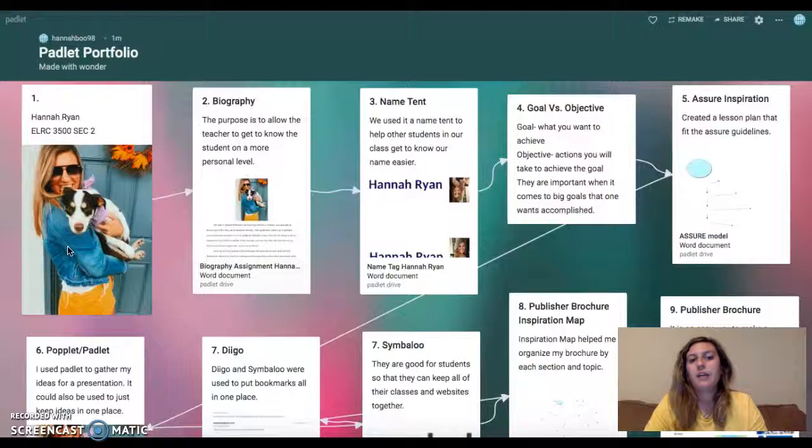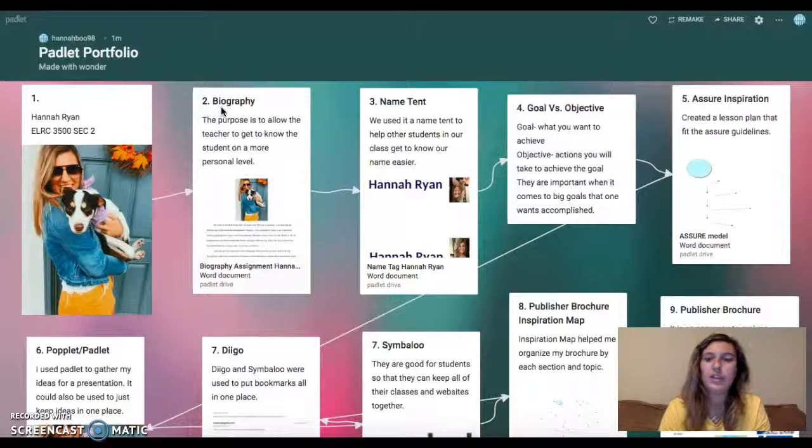And this is a Padlet of everything that we did throughout the year. I am in ELRC 3500 Section 2. First, we created a biography assignment, and this allowed the teacher to get to know us on a more personal level. So we had things about our life, our friends, our family, things we like to do on the weekend, and more personal things to us.